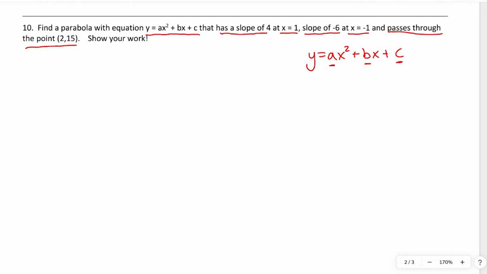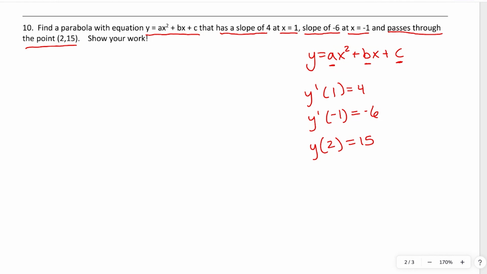Now what we know, and maybe I'll just go ahead and write it like that. What we know is what the slope at 1 is. So y prime at 1 is 4. The slope when x is 1 is 4. We also know that the slope when x is -1 is -6. And we also know that y of 2 is 15. So we're going to have to use these 3 pieces of information to figure out what a, b, and c are.